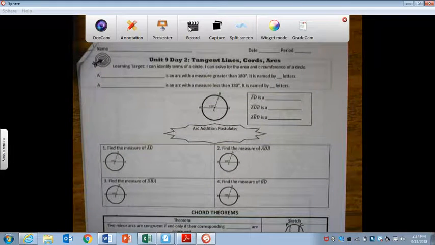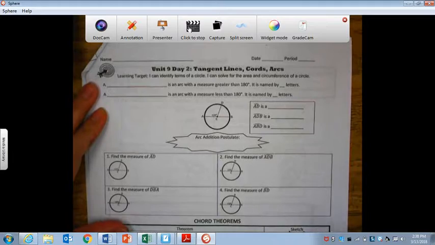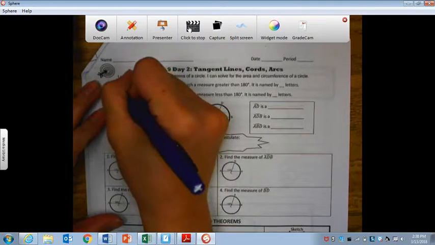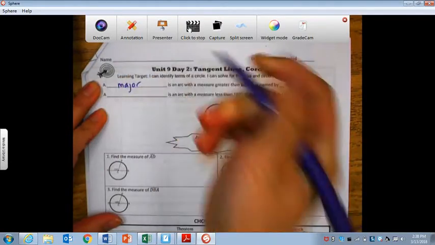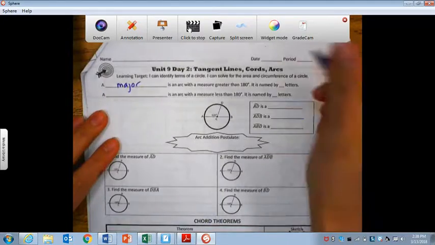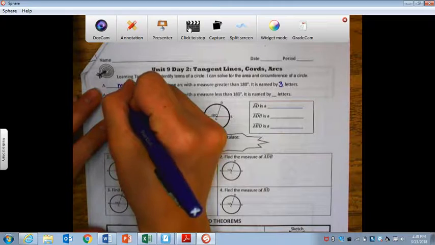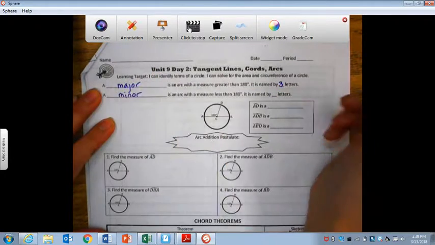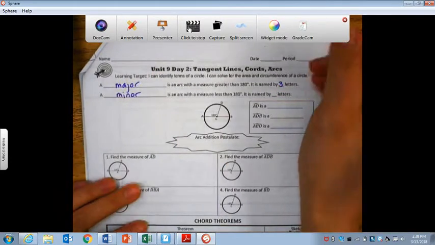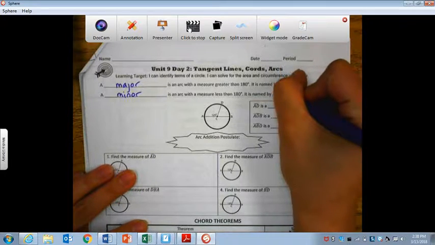Day 2, Tangent Lines, Chords, and Arcs. Alright, so let's do some reviewing. A major arc is an arc that's greater than 180 degrees and it's named by 3 letters. A minor arc is an arc that measures less than 180 degrees and it's named by 2 letters.